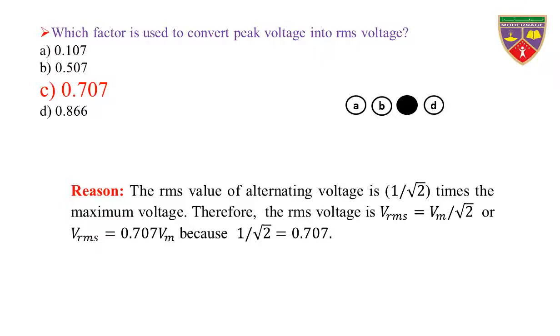Reason: the RMS value of alternating voltage is 1 divided by square root of 2 times the maximum voltage. Therefore, V_RMS is equal to Vm divided by square root of 2, or V_RMS is equal to 0.707 Vm, where Vm is the peak voltage, because 1 by square root of 2 is equal to 0.707. Hence, the factor is 0.707.